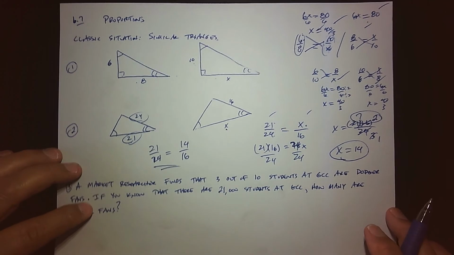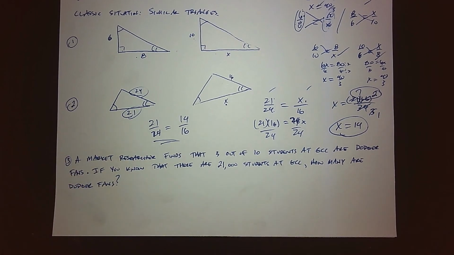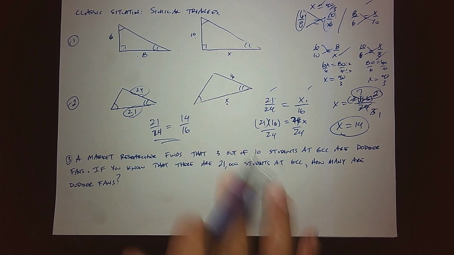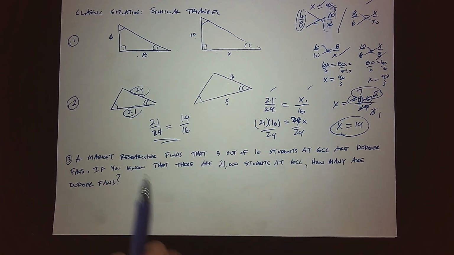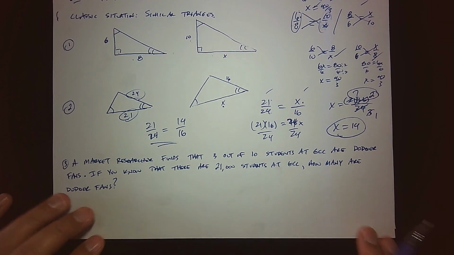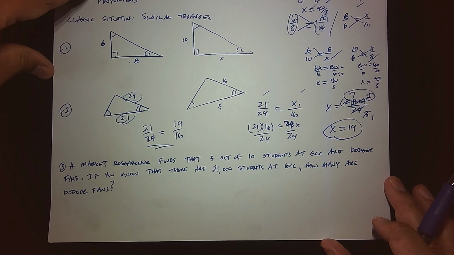The next type of proportion problem, we'll do one initially and then we'll do several more, is an actual word problem. What's nice about these up here is they're nice and visual and we can actually see the relationships. But in this word problem, we've got to work a little bit. So the problem is this. A market researcher finds that 3 out of 10 students at GCC are Dodger fans. If you know that there are 21,000 students at GCC, how many are Dodger fans?